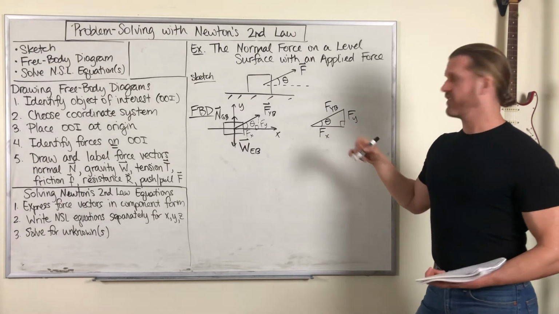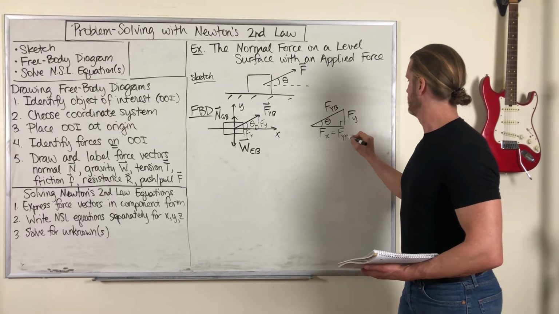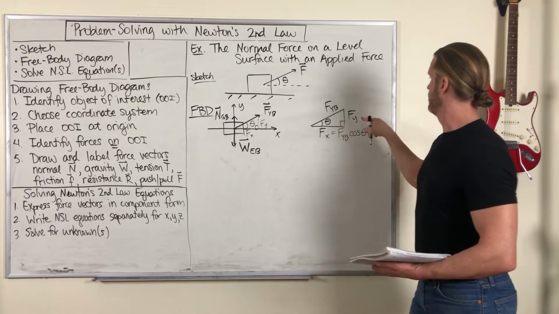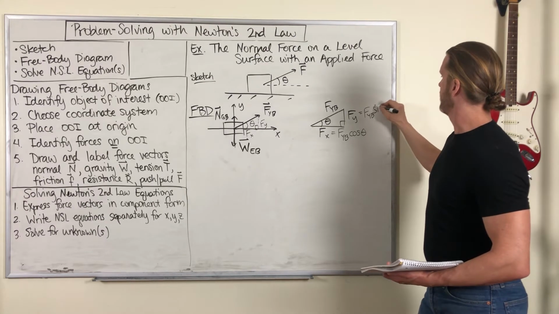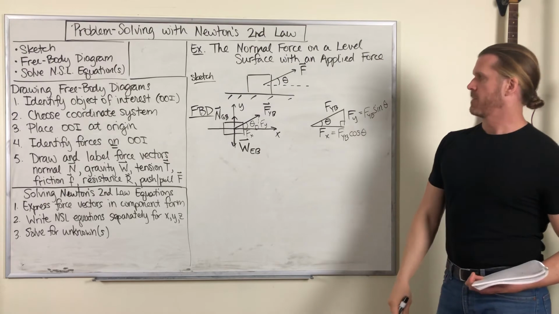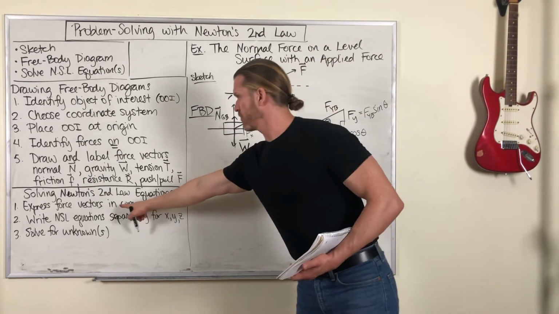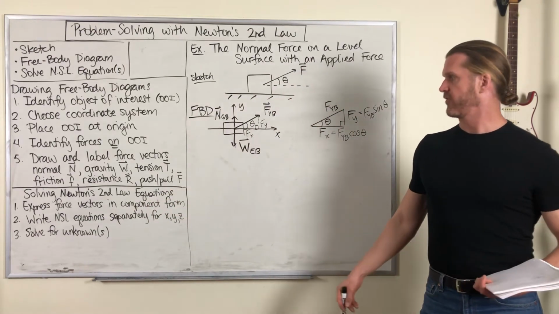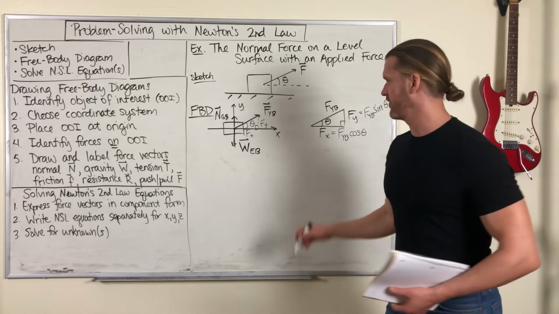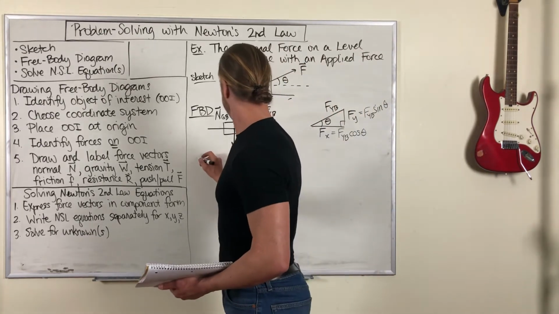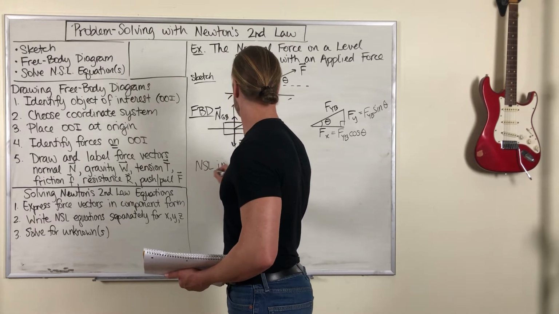x is adjacent, so it gets cosine. y is opposite, so it gets sine. All right, so we've expressed all of our vectors in component form, and now we can write down our Newton's second law equations. So let's do Newton's second law in the x direction.